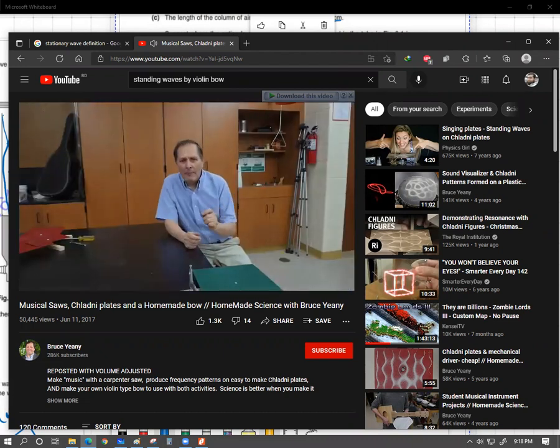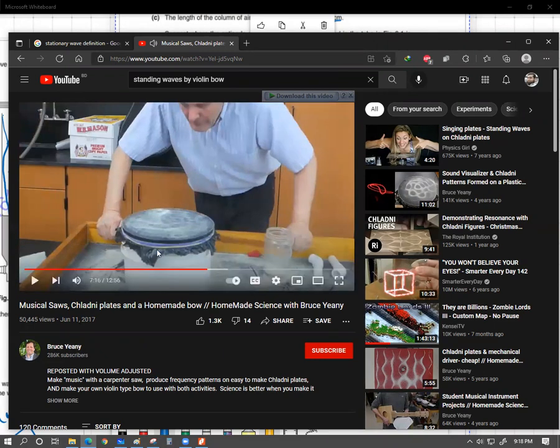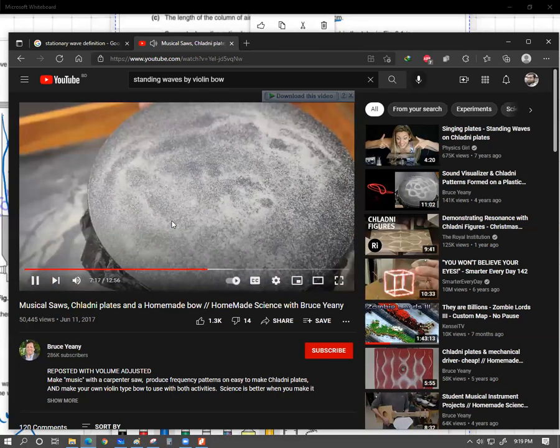Now we've also made the same type of patterns on top of a bucket simply by yelling at it. So this is basically a piece of plastic and there are some very dry and light sand particles, and he's just screaming over here. And his voice frequency is basically going to produce a stationary wave over here.